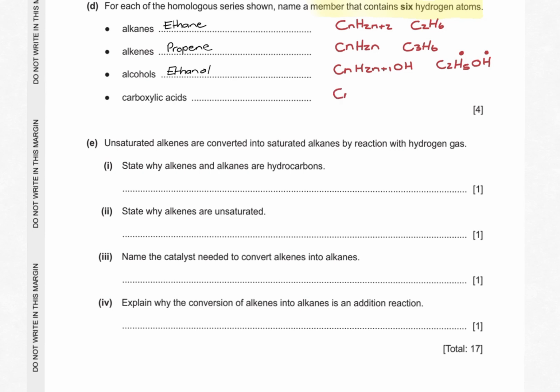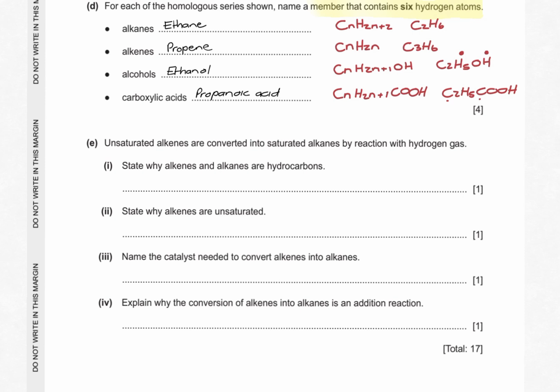Then lastly, we have carboxylic acids. And the general formula of carboxylic acids is CnH2n plus 1 and then COOH. So to have a total amount of 6 hydrogens, we're going to need 2 carbons. Now remember, we have the 2 carbons here and the carbon in our COOH. So this will be propanoic acid, as there's 3 carbons in total.